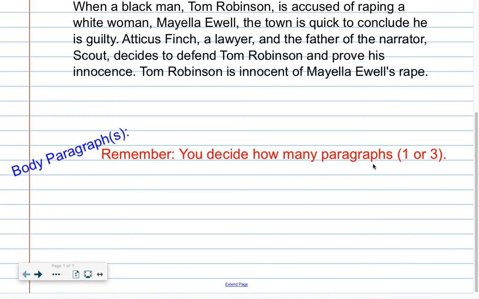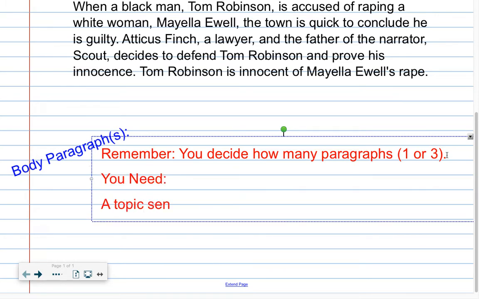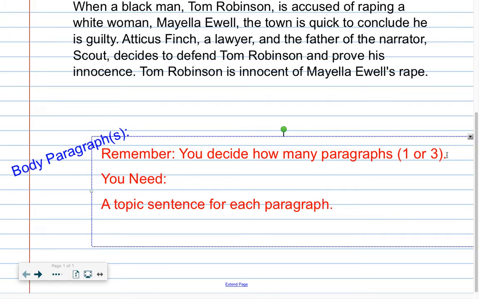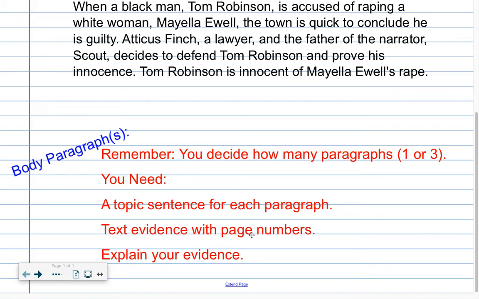I would recommend you have 3 separate paragraphs for your 3 points, but that could be totally up to you. In these body paragraphs, I need to again begin with a topic sentence. So I'm just going to remind ourselves. You need a topic sentence for each paragraph. You are also going to need text evidence with page numbers, and then you're going to explain your evidence.